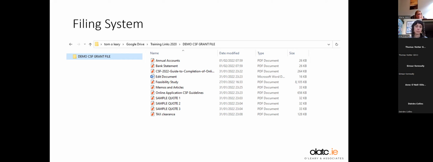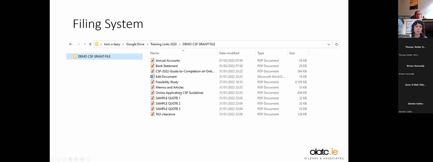Typically they would, but sometimes I leave nothing to chance, so I'd have them all as one word with no spacing. I don't use things like dashes or hyphens, because again, I don't know if their systems will actually read those files. So I keep it very straightforward. So this is all the information like the annual accounts, bank statements, the feasibility study that was completed for the application, memos and articles of association that will be submitted with the application. The guidelines I would also have in the file, sample quotations for the project, and tax clearance details. So they normally would look for annual accounts, bank statements, memos, articles, quotations, and tax clearance. So they're all in this file.